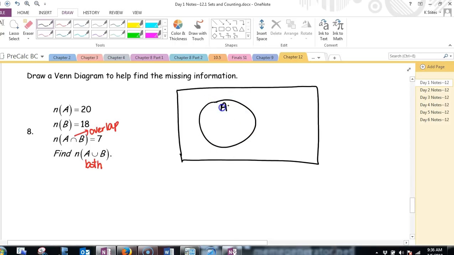So we know there's overlap, and that's where you should always start. There are 7 where they overlap. But you know that there are 20 in A, and so if there are 7 in the overlap part, there have to be 13 over here. And then there are 18 elements in B. Well, 7 of them are in this overlap part, so there have to be 11 here.